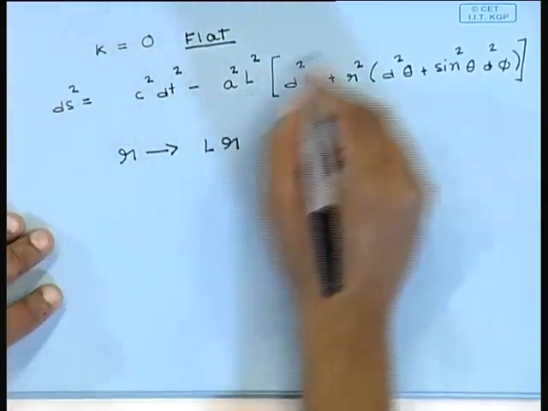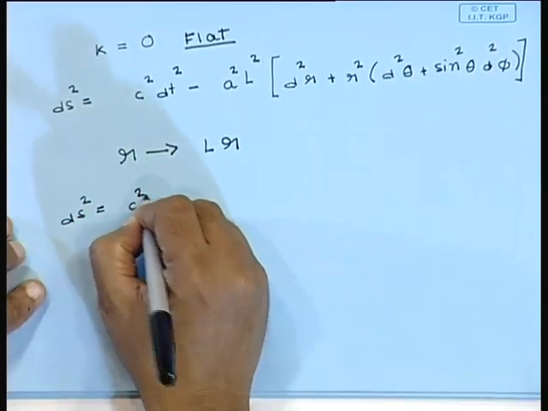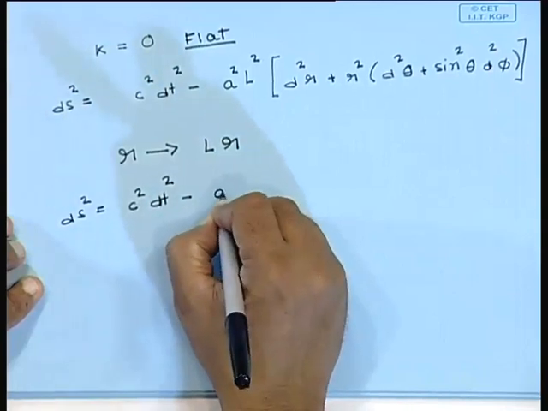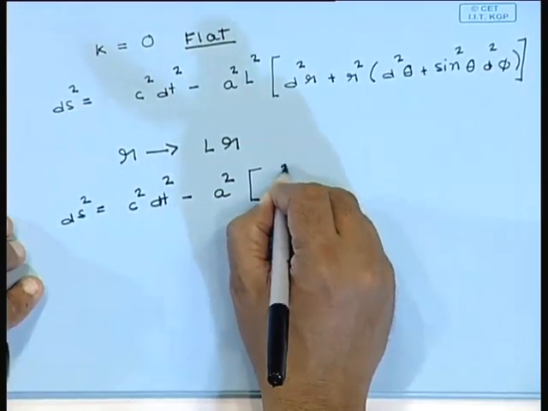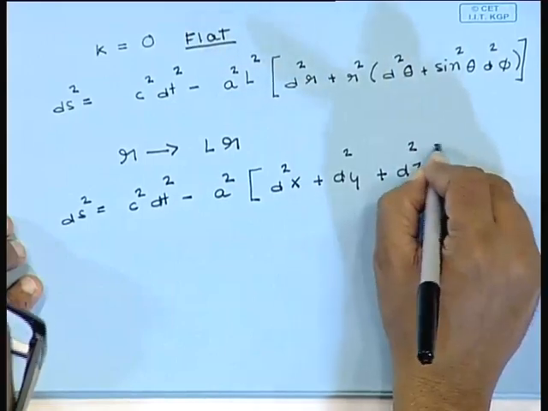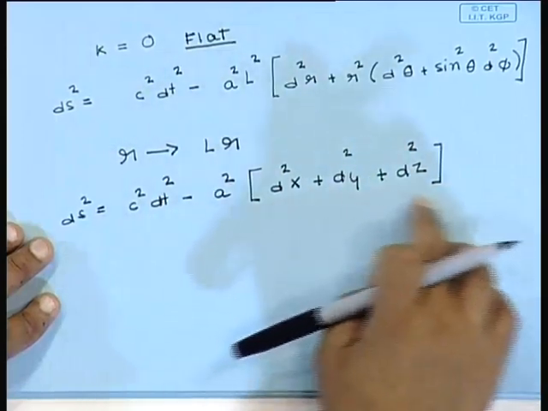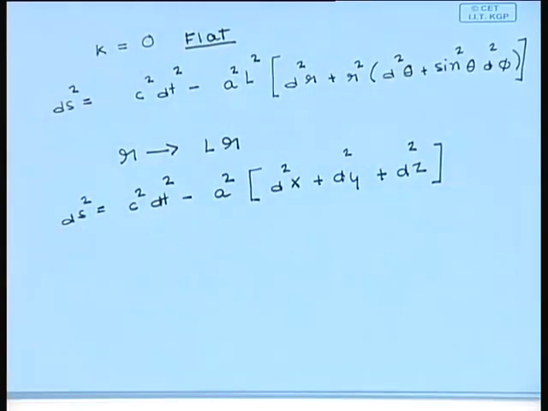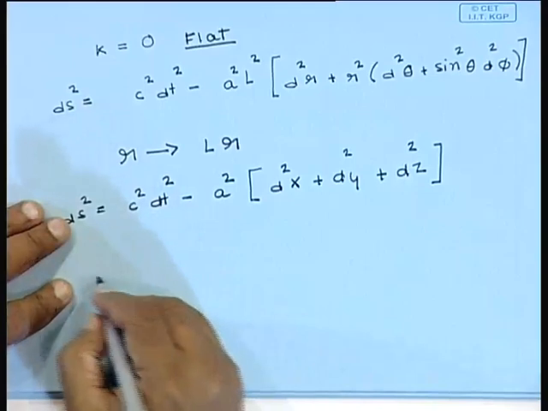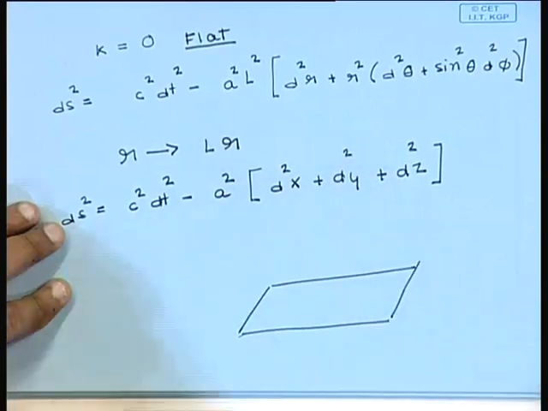And in Cartesian coordinates, this was in spherical polar coordinates, in Cartesian coordinates I can write ds square is equal to c square dt square minus a square times dx square plus dy square plus dz square, the sum of these three. I have absorbed this length L inside R, and then I can write it like this. Okay. So, the spatial part here is flat, the spatial section is flat, it is an infinite flat space.